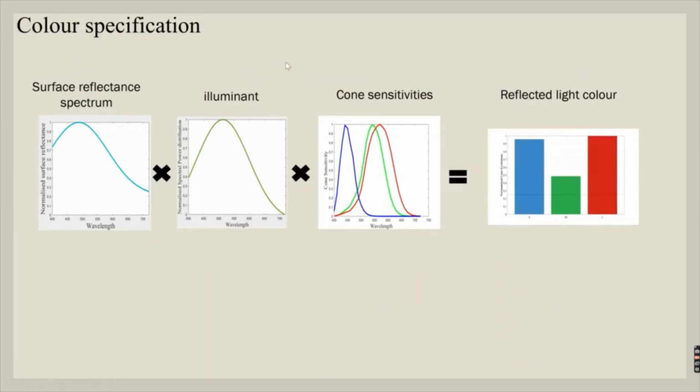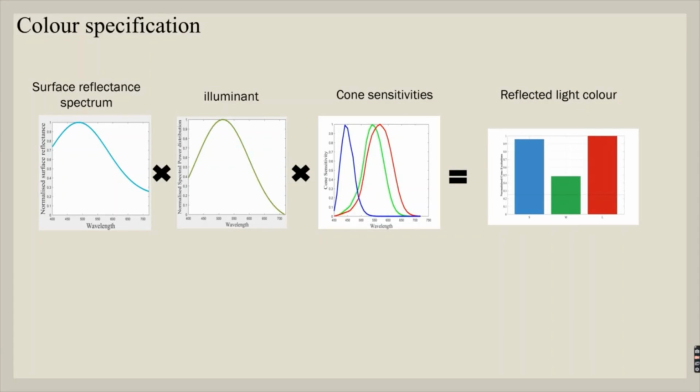Mathematically speaking, when specifying surface colors, we multiply the surface reflectance spectrum, the illuminant or the spectrum of the illumination, and the cone sensitivities. Surface reflectance spectrum shows the proportion of the light that gets reflected off the object's surface at each wavelength after hitting it. This proportion is shown for a given object surface on the y-axis, and the x-axis shows the range of the wavelength. Illuminants show the amount of the light energy at each wavelength for the light source.